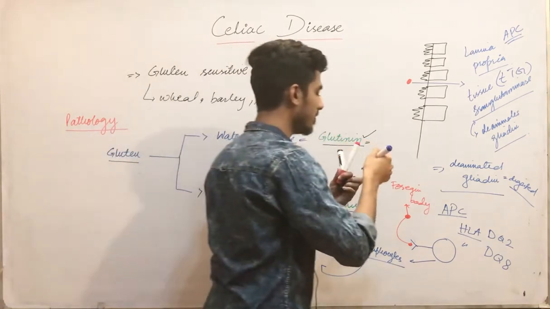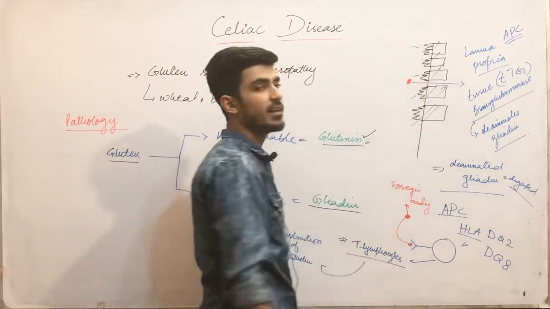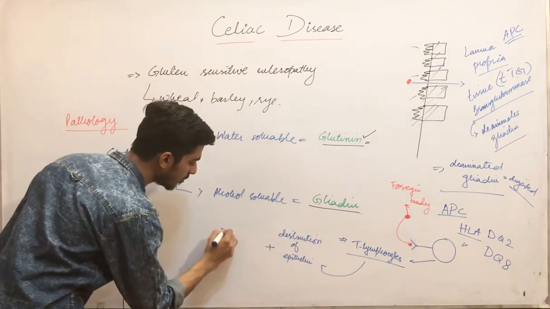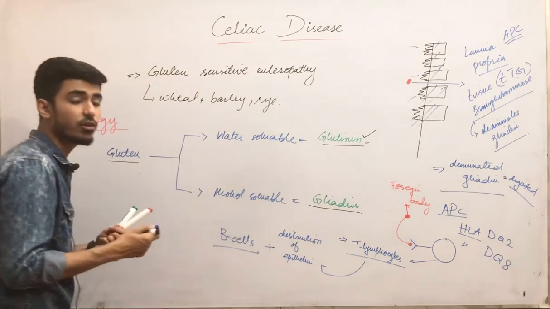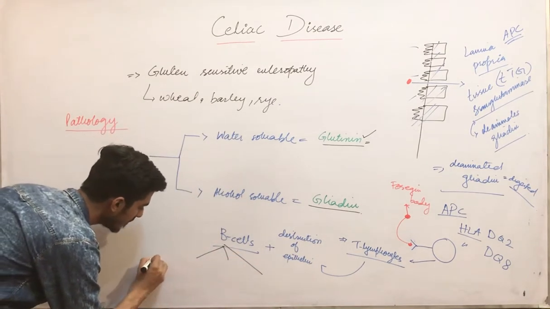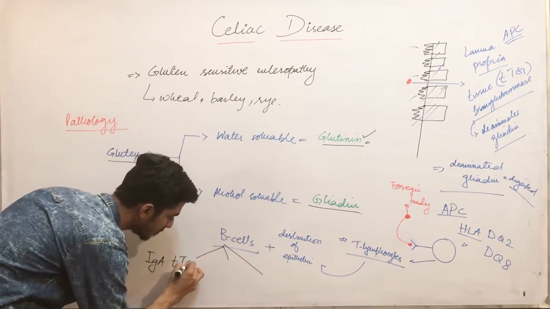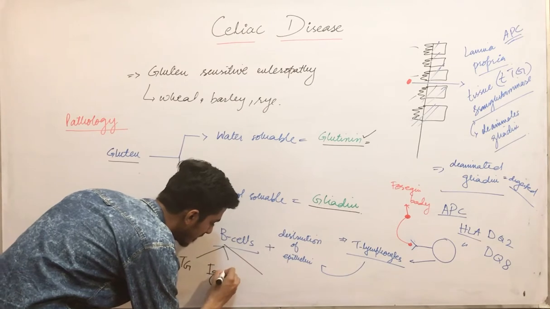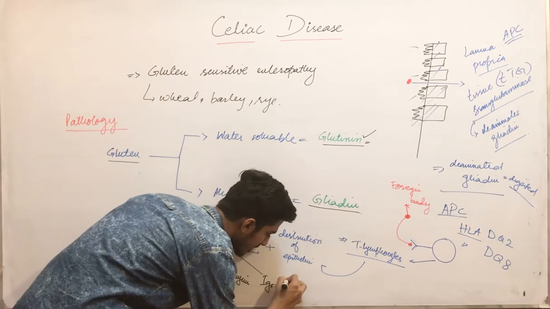Clear? Now this epithelium starts to be destroyed. These T lymphocytes act on this epithelium and start to destroy it. Moreover, you also know that these T lymphocytes activate the B cells. And what do these B cells produce? Antibodies. And they produce three types of antibodies. Important to remember that these antibodies are IgA: IgA antibodies against the tissue transglutaminase, IgA antibodies against the endomysium, and IgA antibodies against the gliadin.